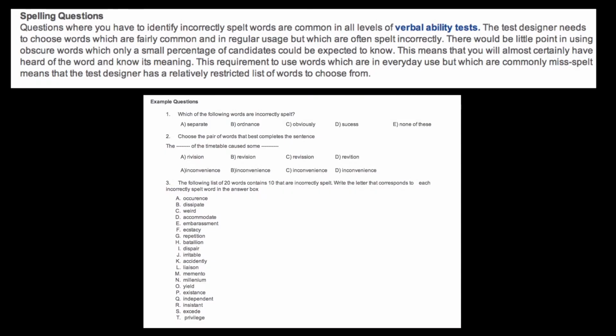Spelling questions. Questions where you have to identify incorrectly spelt words are common in all levels of verbal ability tests. The test designer needs to choose words which are fairly common and in regular usage, but which are often spelled incorrectly. There will be little point in using obscure words which only a small percentage of candidates could be expected to know. This means that you will almost certainly have heard of the word and know its meaning. This requirement to use words which are in everyday use but which are commonly misspelled means that the test designer has a relatively restricted list of words to choose from.